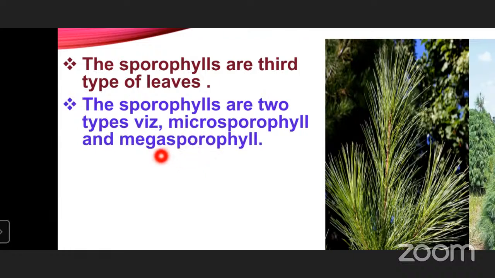Inside the megasporophyll, the megasporangium is present, and the megasporangium consists of megaspore mother cells. Megaspore mother cells divide meiotically and form haploid megaspores.